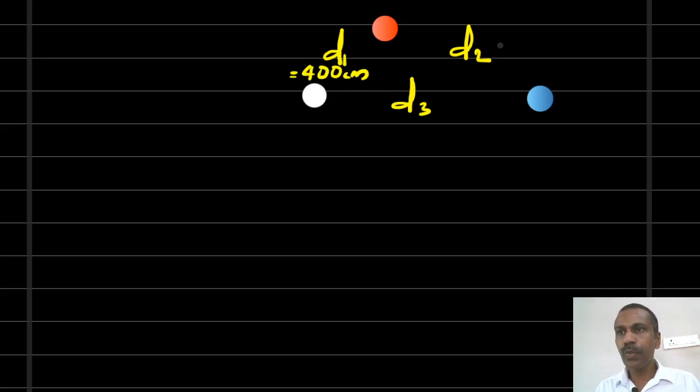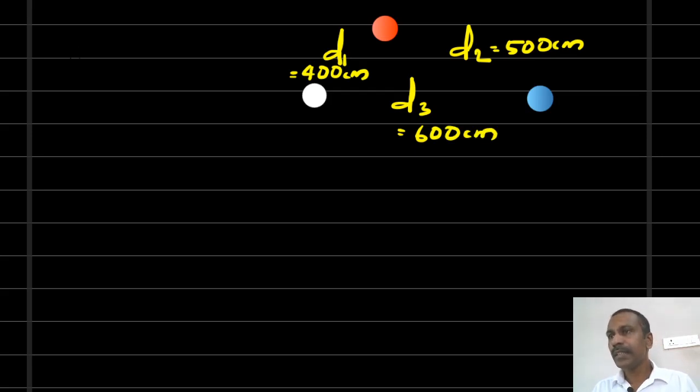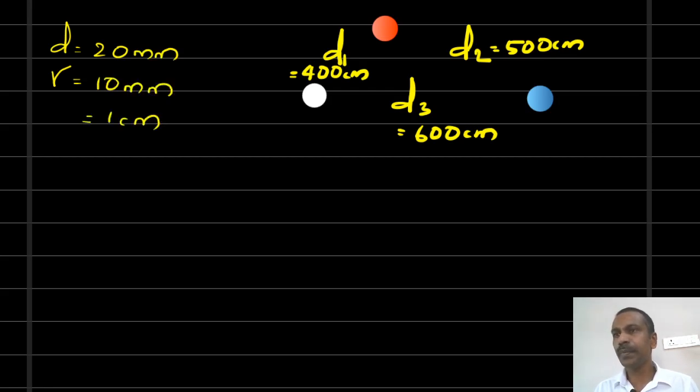D2 is equal to 5 meters, so this is equal to 500 centimeters. And D3 is 6 meters, or it is equal to 600 centimeters. And the radius is given, R is equal to, the diameter is given, it is 20 mm, or radius is equal to 10 mm, or this is equal to 1 centimeter.